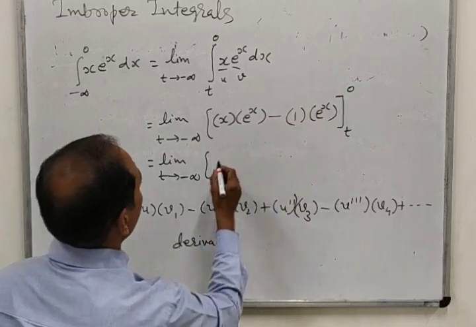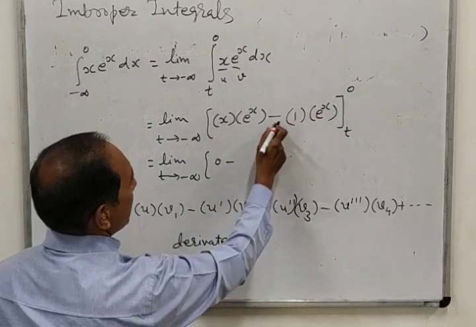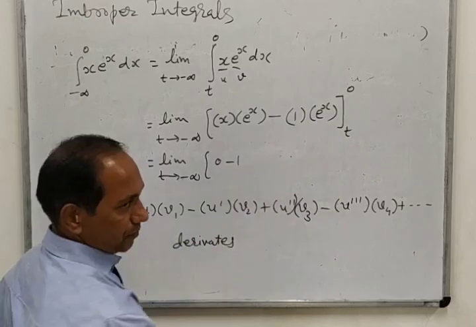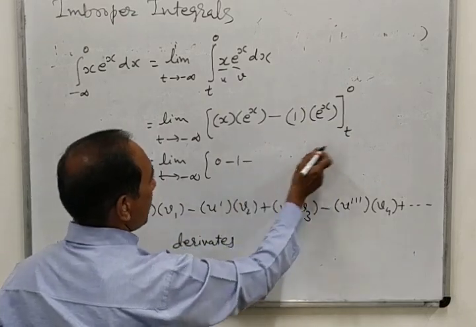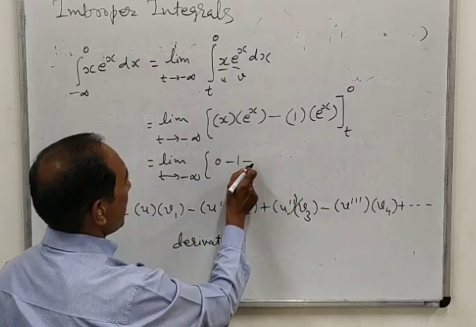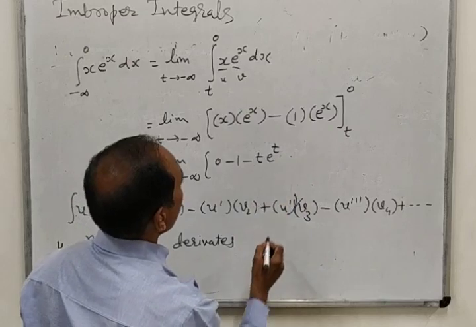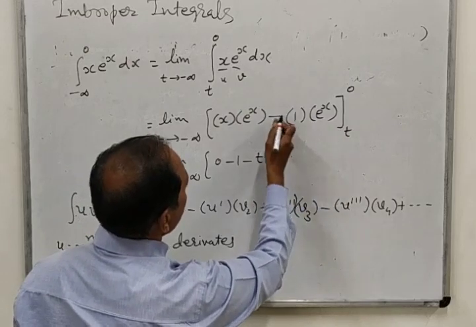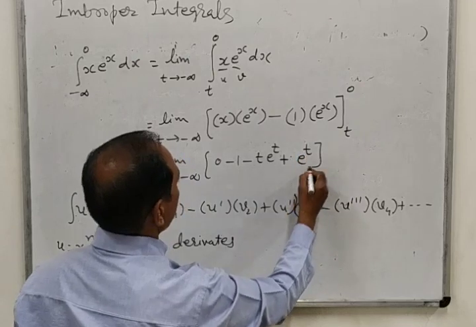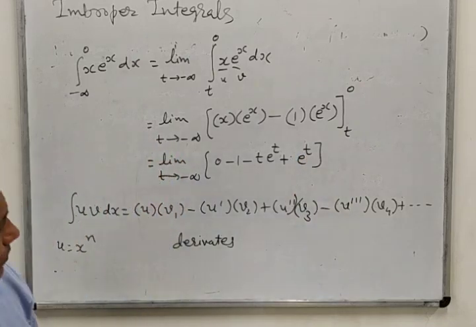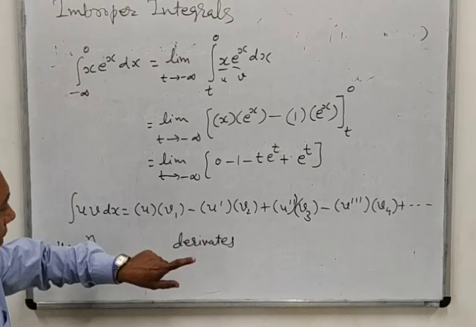First we will put 0. So 0 into e raised to 0 is 0, minus e raised to 0, which is 1. Then we will put the limit t. Since it is the lower limit, a minus sign will appear: t e raised to t. And since a minus sign is there, this minus will now become plus, so it is again e raised to t. So you note down this result.